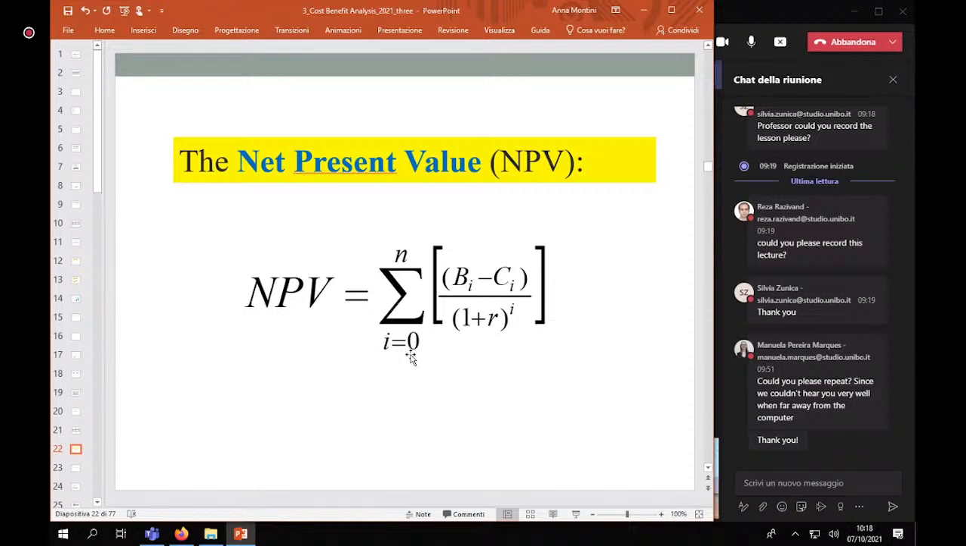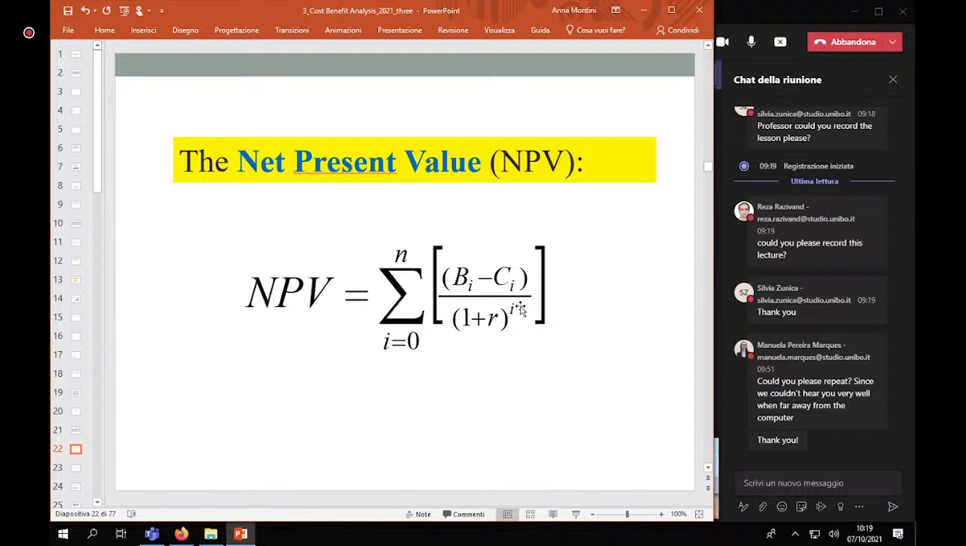If you consider i equal to 1, then you will have benefits for year 1 minus cost for year 1 divided by 1 plus r at the power of 1. For year 2, benefit for year 2 minus cost for year 2 divided by 1 plus r at the power of 2. And so on until you have reached the final year. The net present value is one of the formulas that you can have in Excel.